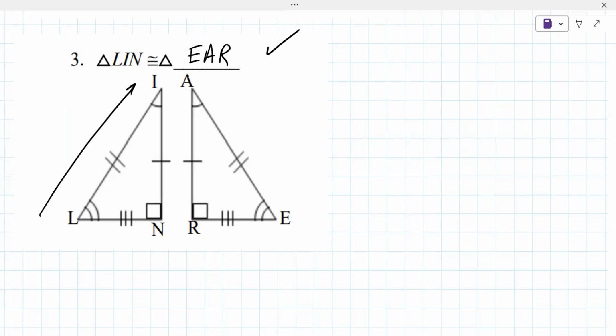Okay. So the next thing here is I'll just give you a few. Let's say it's triangle RAE. What is that congruent to? REA, NLI. Triangle, sorry, one more time. I didn't hear you. NLI. Yes. Okay, very good.